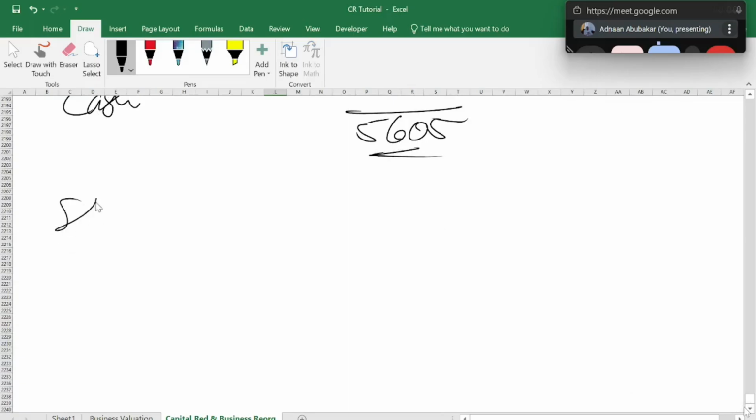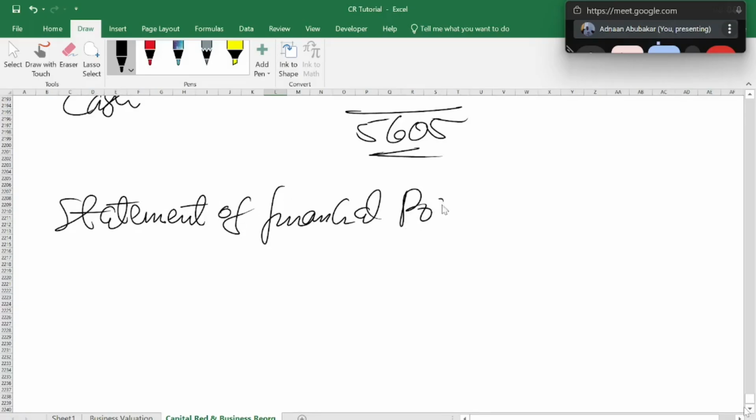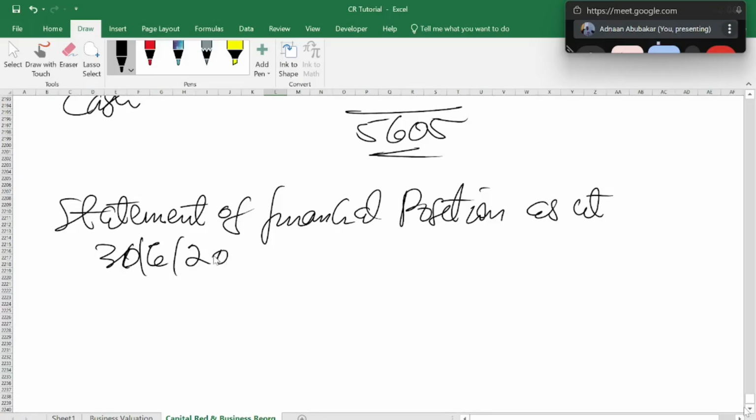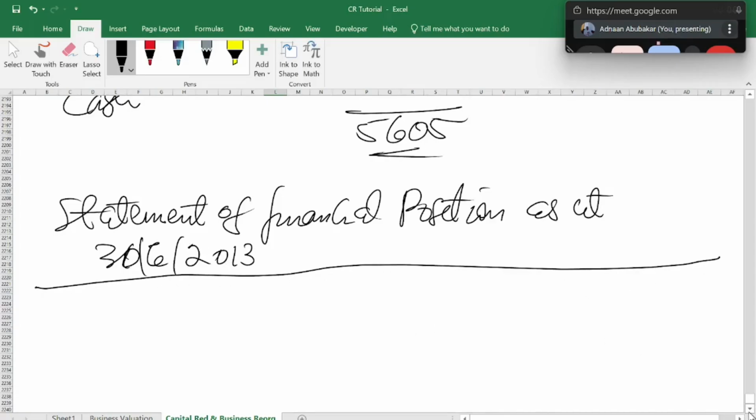So the statement of what? Financial position as at what? 31st June or July? We can make it 1st July. No, check, they ended on 30th June. 30th June, 2023, like this. That's good. Now then you start with your what?